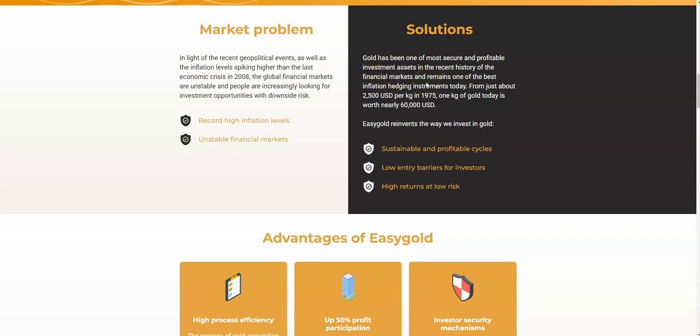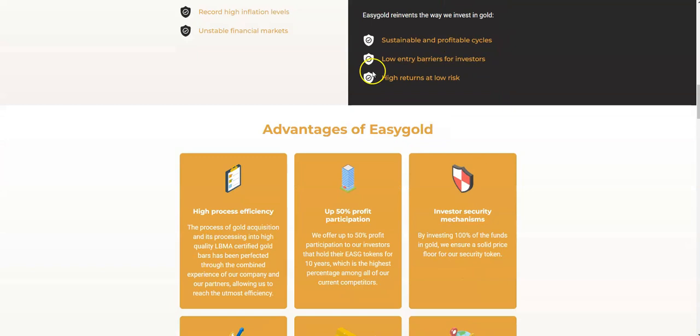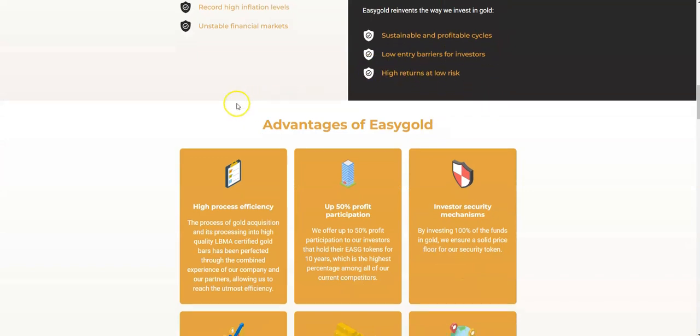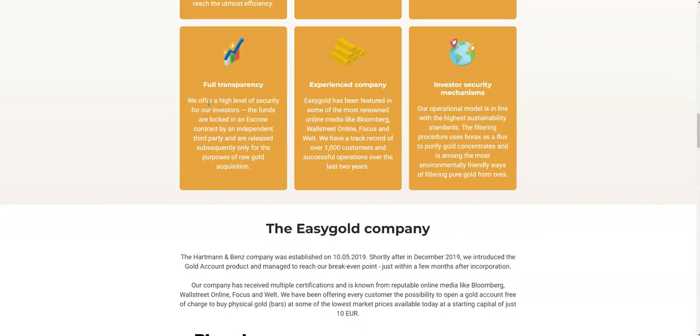If you look at people and they talk about investments, you can see that they're looking for physical, tangible assets. And EasyGold reinvents the way to do that with sustainable and profitable cycles, low barriers to entry, and high returns at low risk, which is the power of gold. Also, you get up to 50% profit participation when you hold these tokens. There's a high process efficiency with this and full transparency in everything that they do.